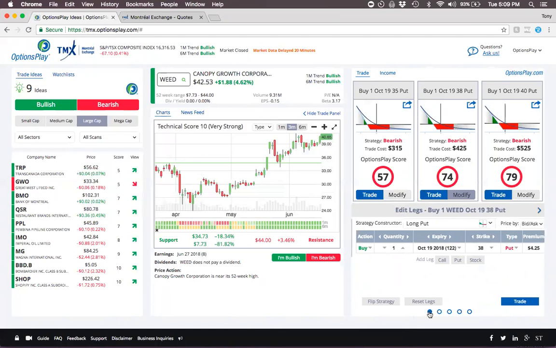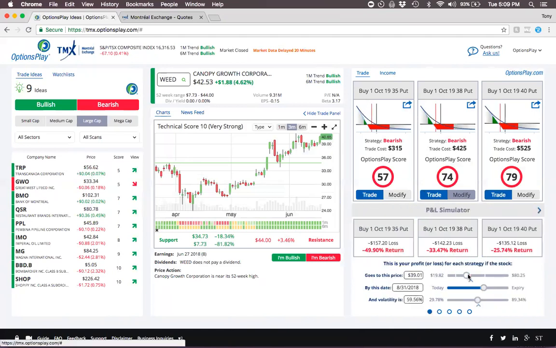And that's really what the P&L simulator allows you to do. So you can say, I think the stock's going to move down to a certain amount by a certain date. And whatever thought you have, this tool tells you definitively which one gives you the best return. If you think the stock's going to make a move very quickly, you think it's going to go down to $32 very quickly, then you know definitively this strategy here on the right gives you the best return, or gives you the best hedge.